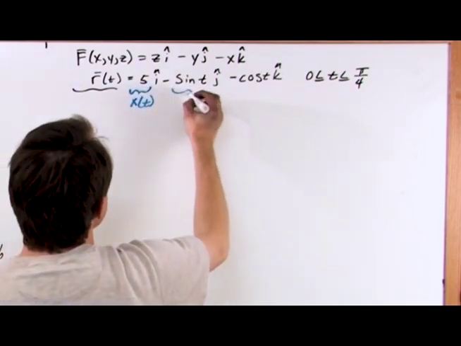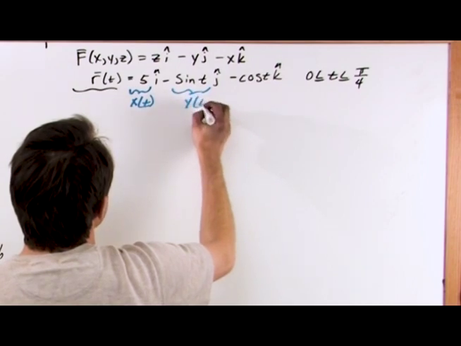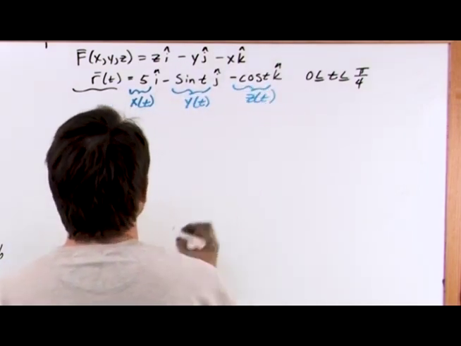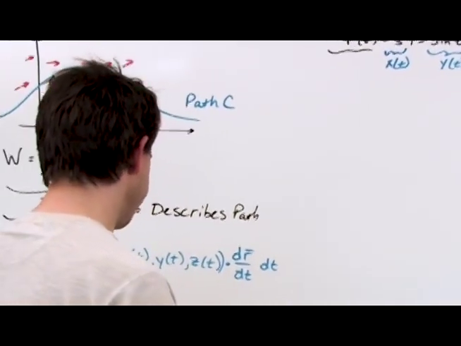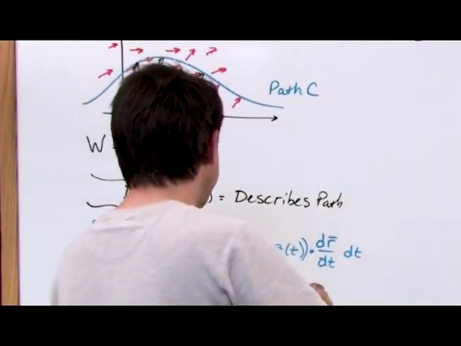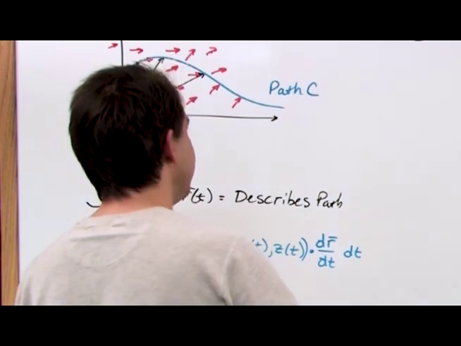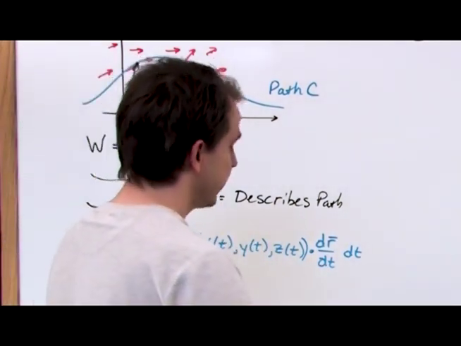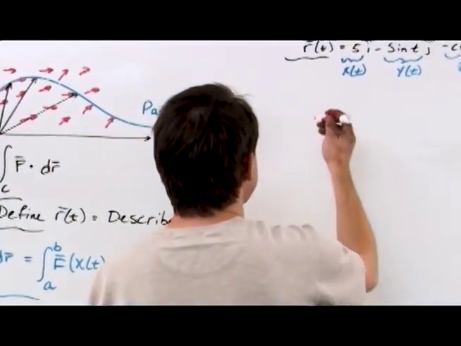You'll see that in the books. This is called y of t, and this is called z of t. Okay, so that's what we're going to use down below here in a minute. Now the next thing you're going to need to know from down here is the derivative of r. So let's go ahead and calculate that, and then we'll actually do the line integral.